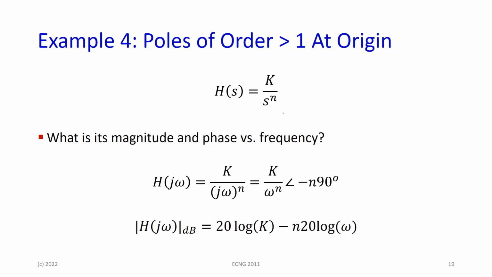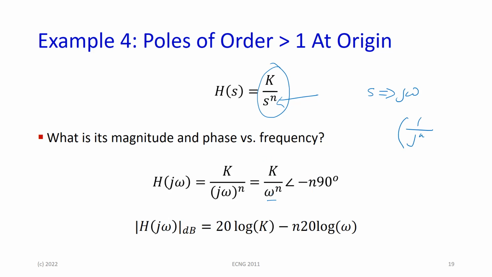Let's increase the order of the poles now. Instead of K over s, we now have K over s to the power n. This could be any number now. Same argument as before. You replace s with j omega, so the magnitude is K over omega to the power n, and the phase angle is going to be, because you have a 1 over j to the n, every 1 over j is a minus 90, so n times minus 90. So if n is 2, minus 180; 3, minus 270; etc.